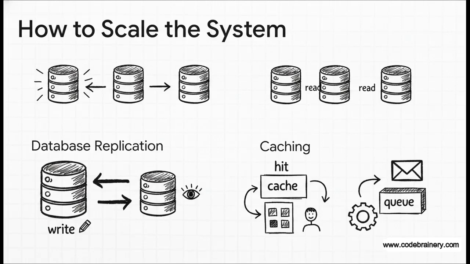For the database, we'd use a primary replica setup. The primary database handles all the writes, the bookings, while multiple read replicas can handle all the heavy search traffic. We'd also add a cache, something like Redis for popular searches, and use a message queue to handle tasks like sending notifications so our user never has to wait for those.